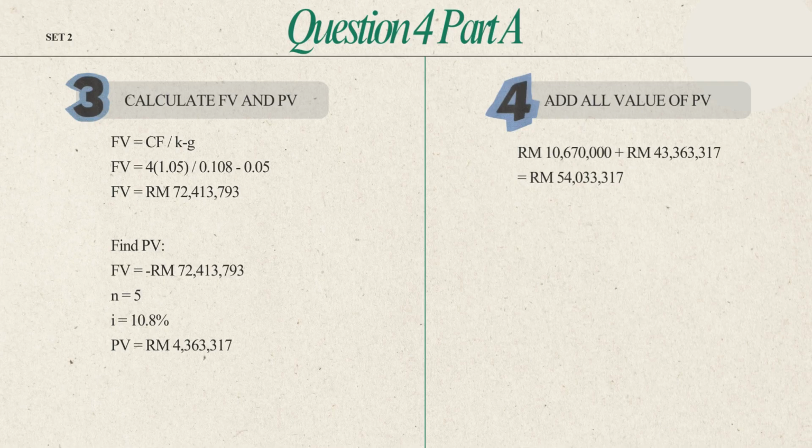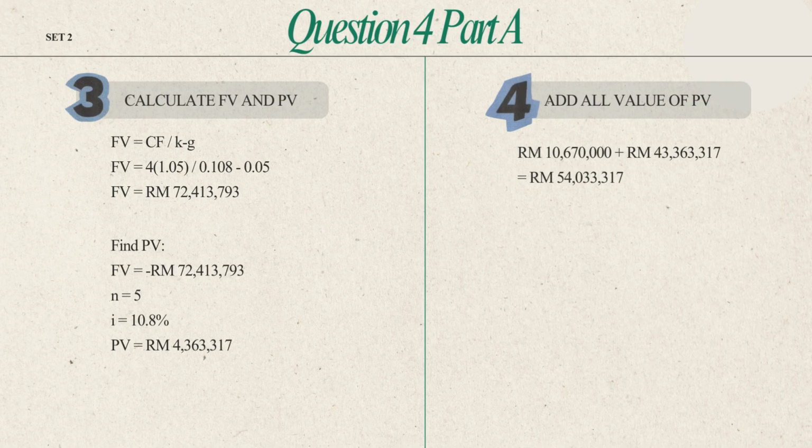And after we get the future value, we need to find the present value. We will calculate present value using the financial calculator. So we input all the info, where future value is 72,413,793 and is 5 years. Interest is 10.8%. We will get present value equals 43,363,317.